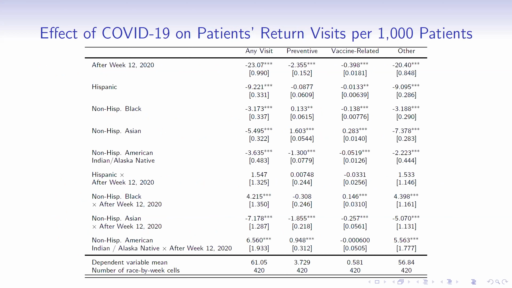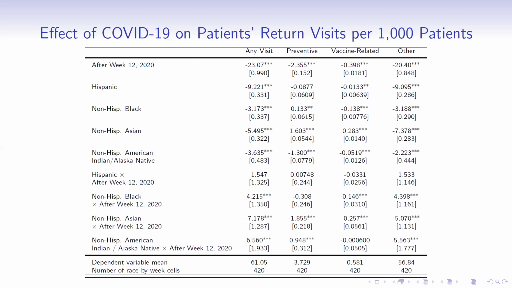And so that's what these results look like. Here we're looking at return visits per 1,000 patients across all age groups, aggregated together, split by any type of visit, and then preventive, vaccine related, or other. The omitted category here is non-Hispanic white patients, and at the bottom the interaction terms show you the differential effects for different racial and ethnic groups relative to the non-Hispanic white group. For the main effect of being in pandemic times, there's a large drop in visits, about 23 per 1,000 patients. That's quite high relative to the dependent variable mean of 61 per 1,000 patients.